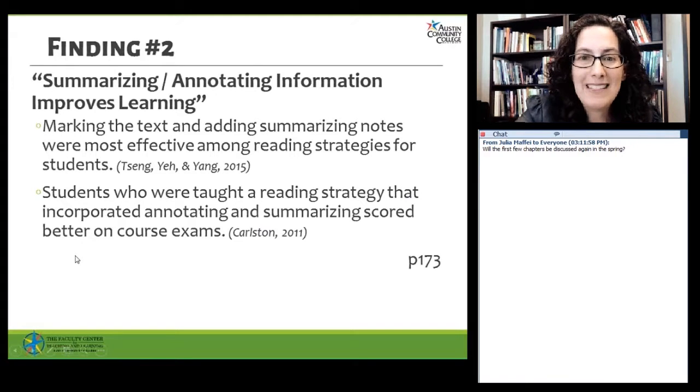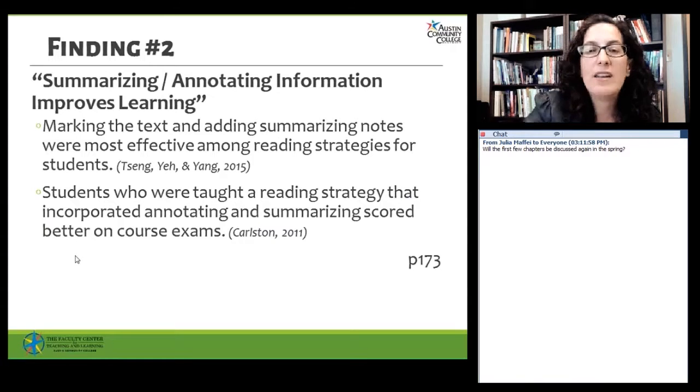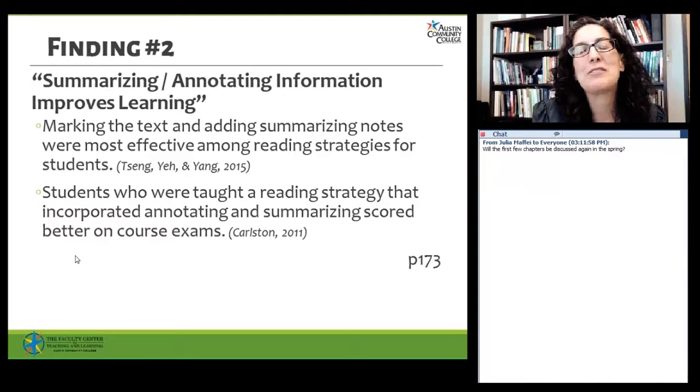So the second finding is that summarizing and annotating information improves learning. A lot of students, and you've probably run into them, honestly think that highlighting is enough. And then you'll have them open their textbooks and they've highlighted the whole thing. But it turns out that research is pretty clear. Highlighting is one of those surface methods. It doesn't really add much to our learning. It doesn't help with memory.